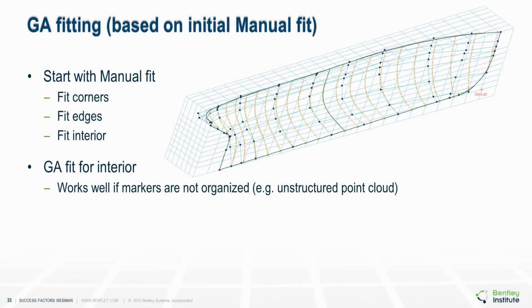We'll now look at how we can use the genetic algorithm fitting to improve an initial manual fit. So with a manual fit, we would have fitted the corners, the edges, and then done a rough fit of the interior of the surface. The GA fit can then be used to improve the fitting in the interior part of the model. And it works very well if the markers are not organized. So for example, if you just had an unstructured point cloud, which would be quite hard to fit manually if you didn't have section data.